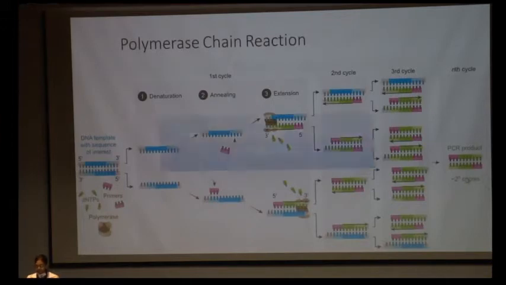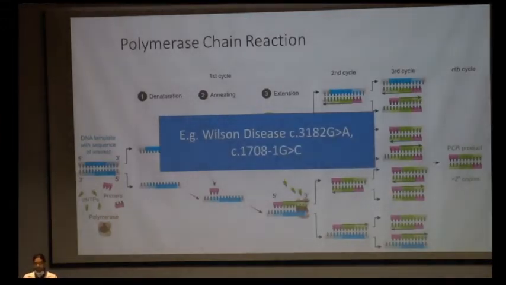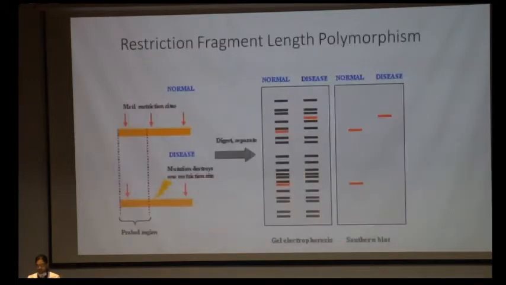target enriched region. So there are multiple variations of the technique, and a variation of this technique called ARMS PCR is used for the targeted testing of Wilson's disease for these two mutations, which we are currently doing in the institute. Another technique which is commonly used is restriction fragment length polymorphisms.